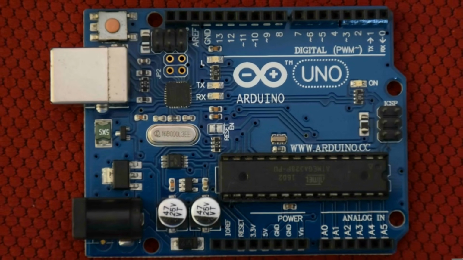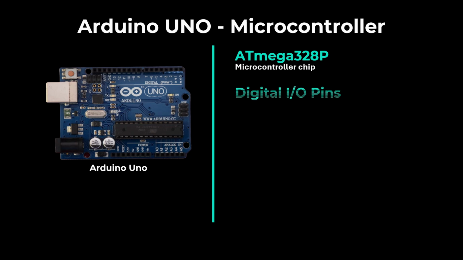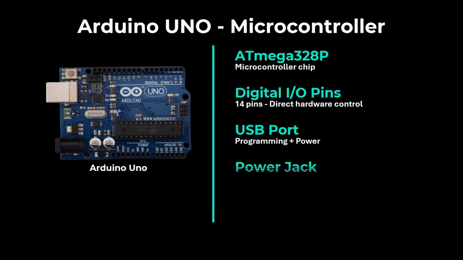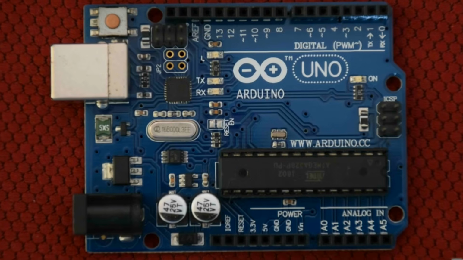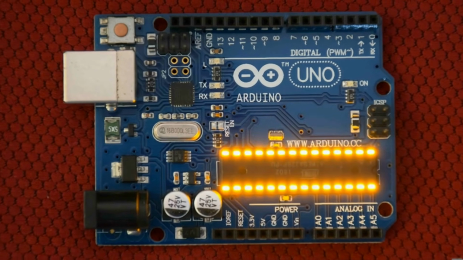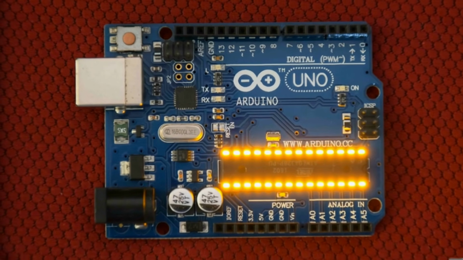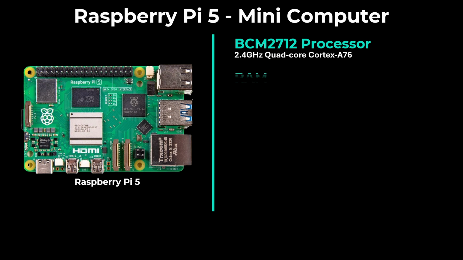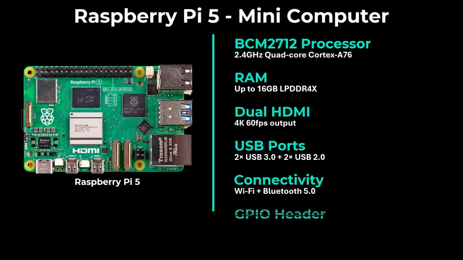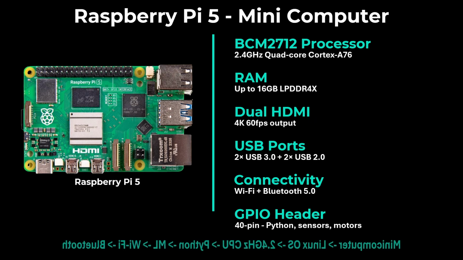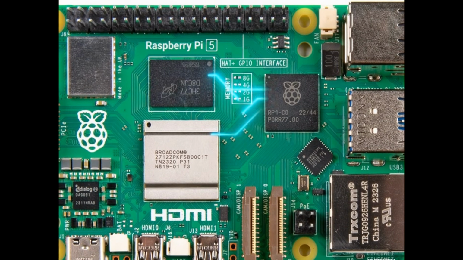The Arduino, specifically the Arduino Uno, is a microcontroller board. It runs one program repeatedly in a simple loop. There is no operating system, no desktop, no multitasking, just your code running directly on the hardware. The Raspberry Pi, the Pi 5, is a single board computer. It runs a full Linux operating system. It has Wi-Fi, Bluetooth, USB ports, and can even connect to a monitor and keyboard like a desktop PC.